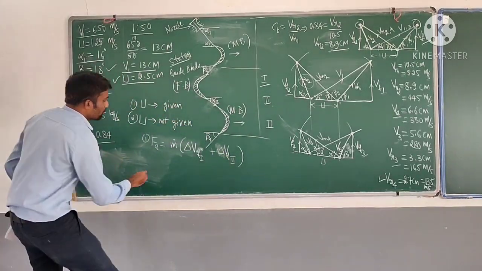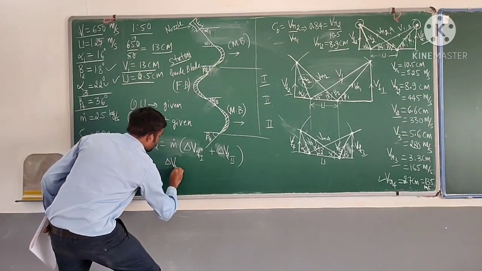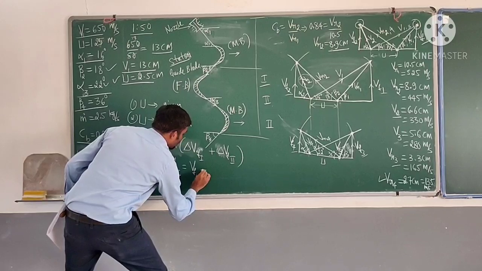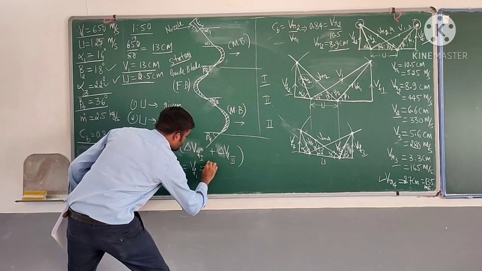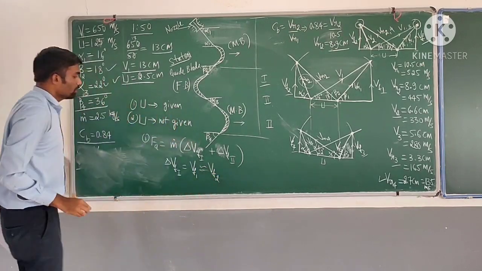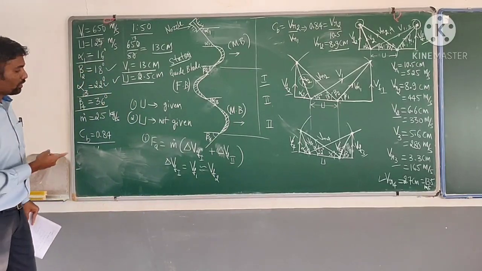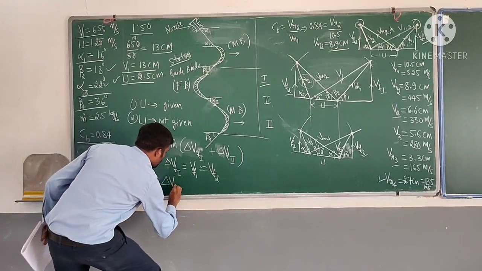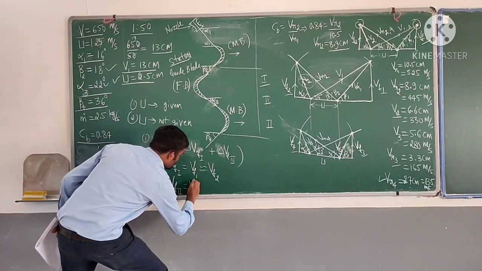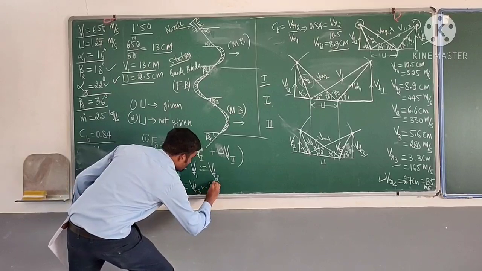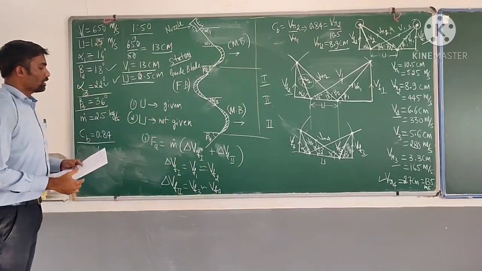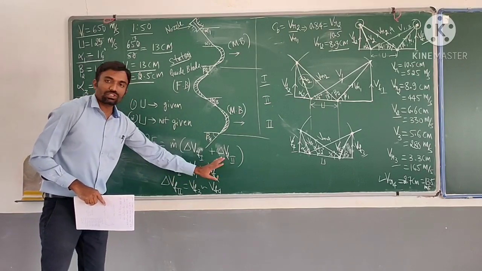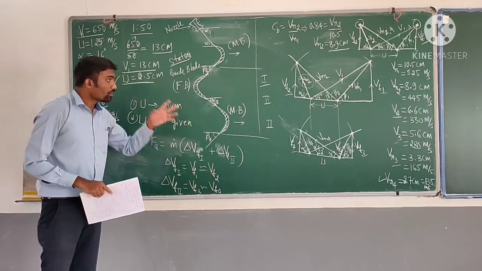So what is this delta VF? Delta VF for the first stage is VF1 difference VF2. Okay. So if I take the difference VF1 minus VF2, I'll get delta VF for the first stage. Similarly, delta VF for the second stage is VF3 difference VF4. Okay. So whichever is greater, we have to take the positive value if I write the difference. So VF1 minus VF2.